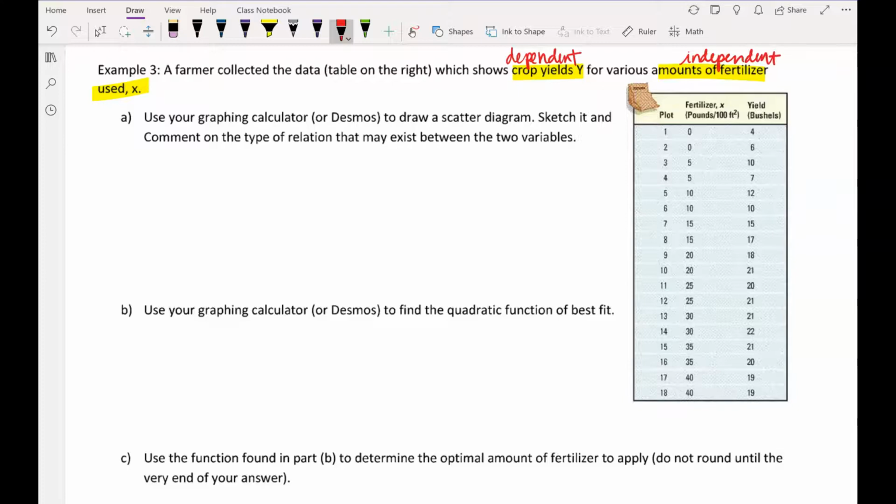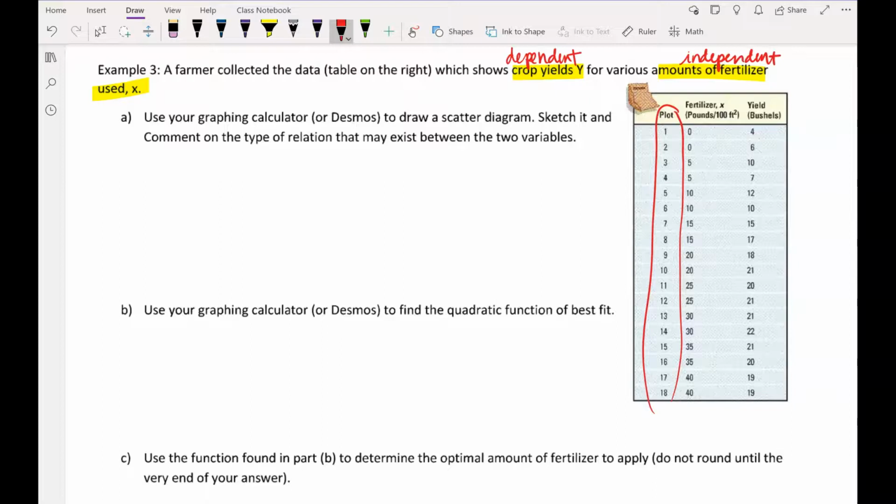So when you're reading a question and it doesn't assign X and Y, then you have to figure it out yourself. Part A. Use your graphing calculator or Desmos to draw a scatter diagram. Sketch it and comment on the type of relation that may exist between the two variables. So you guys have the plot. This is neither X or Y, okay? That's just extra information that we don't really need to solve a question here. I'm going to use Desmos. You can also use your graphing calculator and enter in your data.